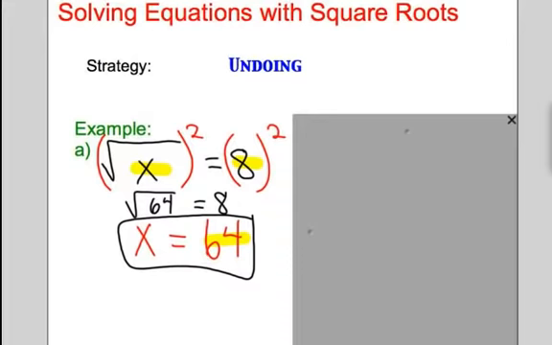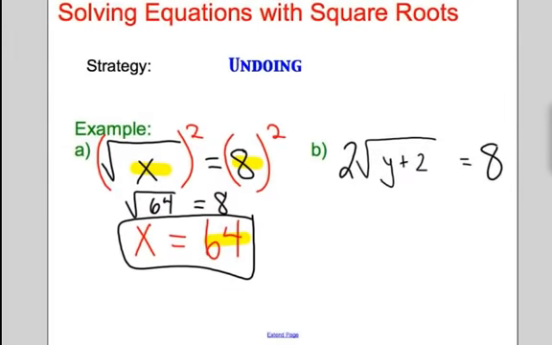Undoing. That's what we're going to do to solve rational expressions, rational equations like this. This second one is a little bit different. Notice where your square root is. We got some more stuff going on. It's not just x inside. Okay, but I'm still going to slowly undo things.